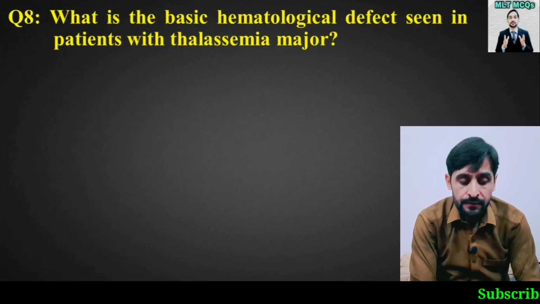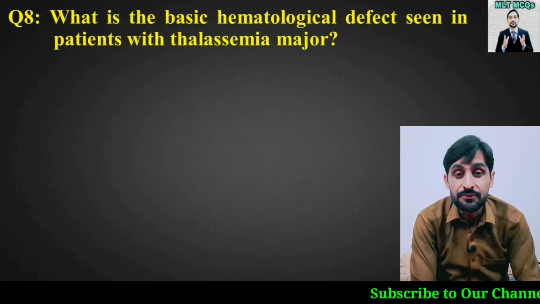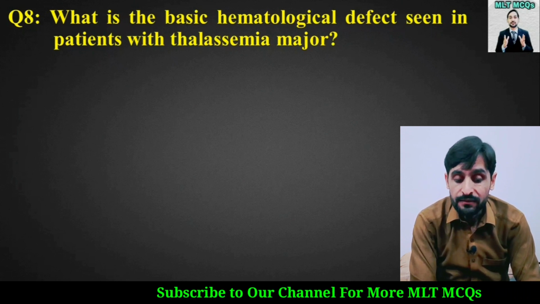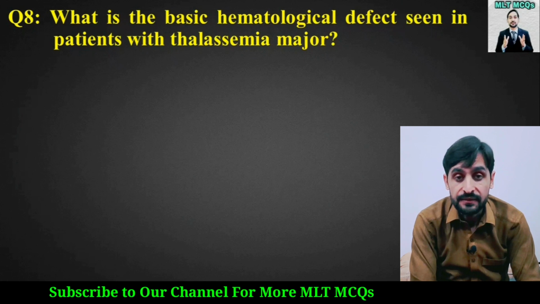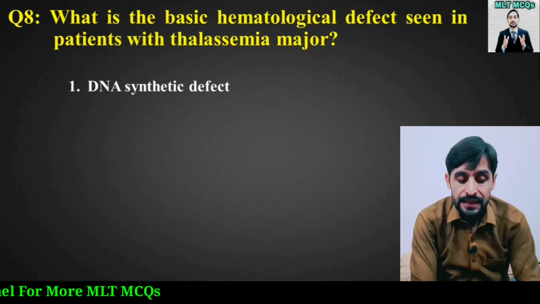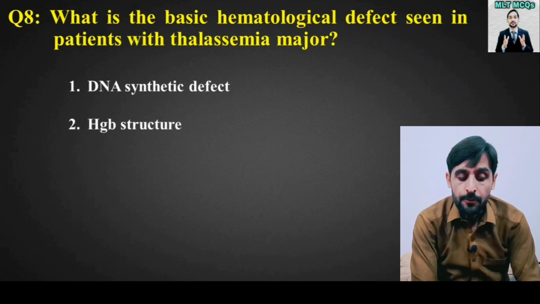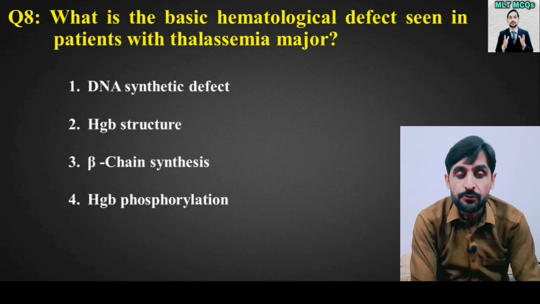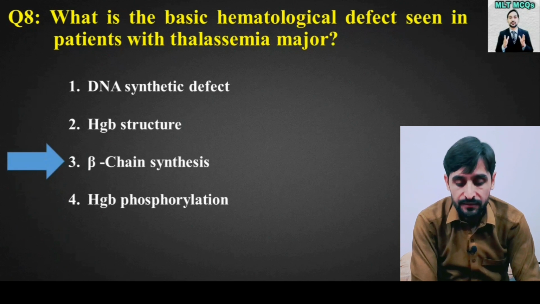MCQ number 8: What is the basic hematological defect seen in patients with thalassemia major? Options are DNA synthetic defect, hemoglobin structure, beta chain synthesis, hemoglobin phosphorylation. And the right answer for this MCQ is option number 3, beta chain synthesis.